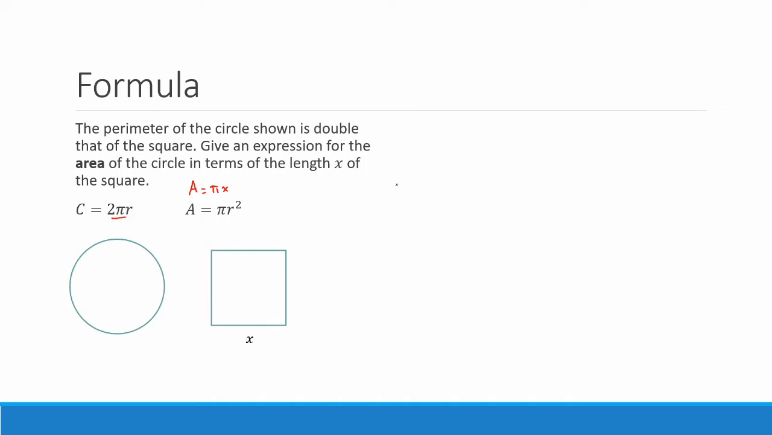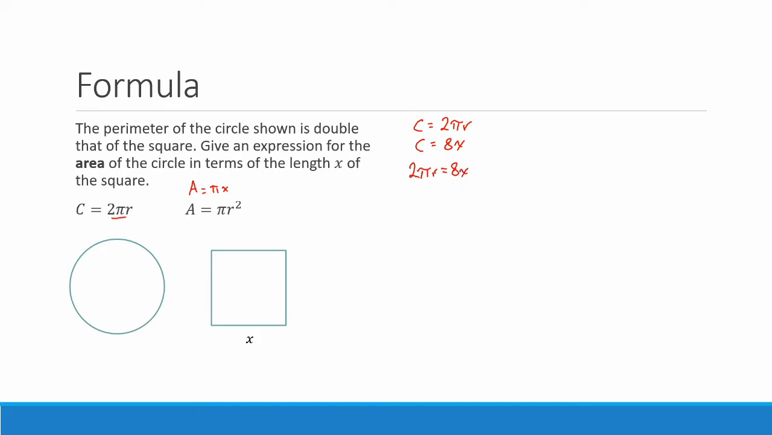So let's go through what we know. We know that the circumference of the circle is equal to 2 pi r. And we also know that the circumference of that circle is equal to double the perimeter of the square. So that's 4x, so 8x. So then I could rewrite this equation, if we know that C is both of these, as 2 pi r is equal to 8x.